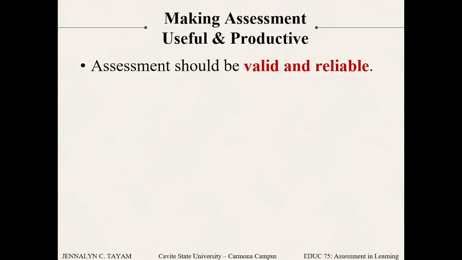For the last part of this session, we have here 3 tips in making assessment useful and productive. The first one being assessment should be valid and reliable. To make assessment valid and reliable, we have to think about it and plan it well. We should analyze our learning outcomes and ensure that our assessment would include or hit all of those learning outcomes. We should also be careful in making comprehensive and clear instructions so that we could avoid unintentionally making the assessment unreliable just because students could not follow the instructions accordingly.